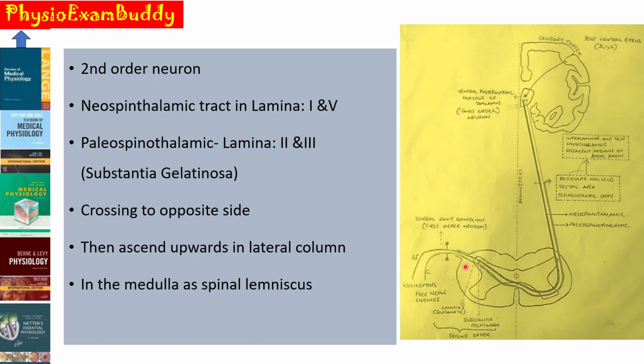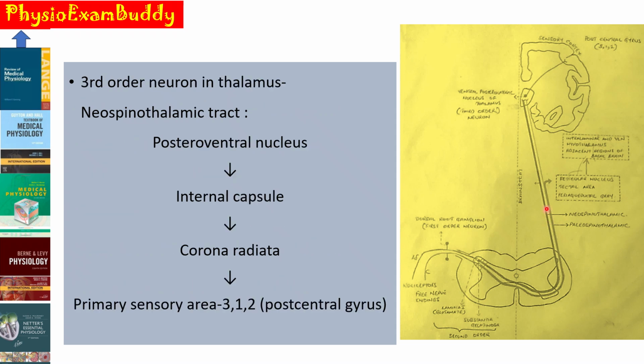So the crossing is very important. You have to draw it at the level of the spinal cord itself, and that too in front of the gray matter through the white matter, and it has to reach the lateral column of the spinal cord, and from the lateral column it will ascend into the medulla as the spinal lemniscus. And from the medulla arises the third order neuron in the thalamus, and from here the paleospinothalamic as well as the neospinothalamic have different tracts.